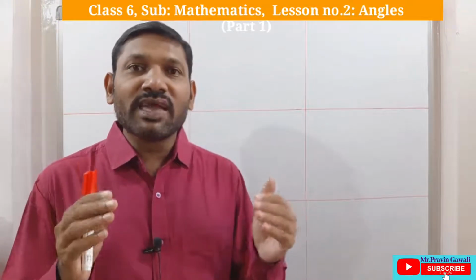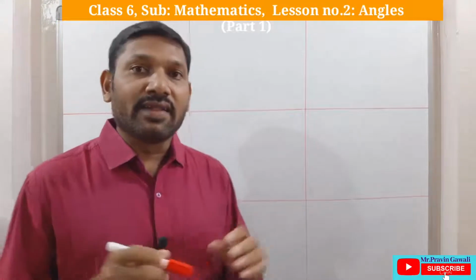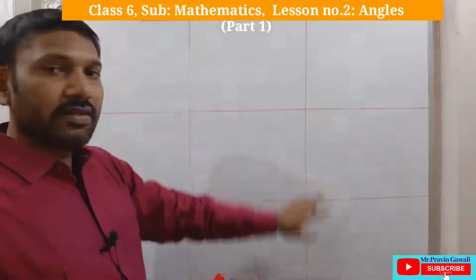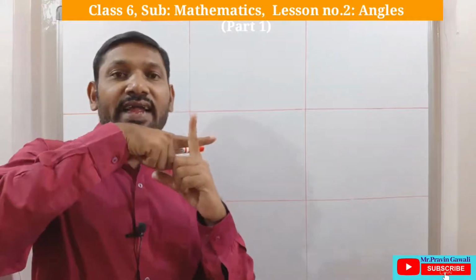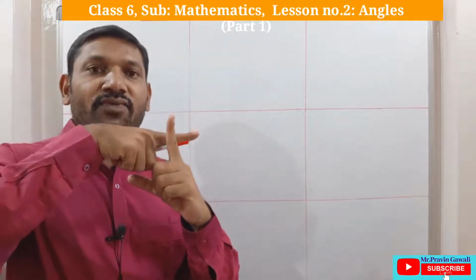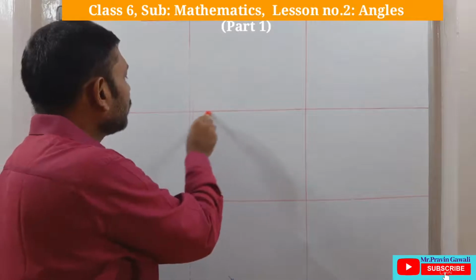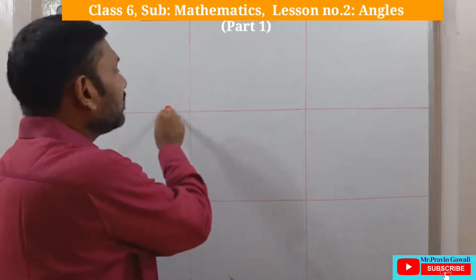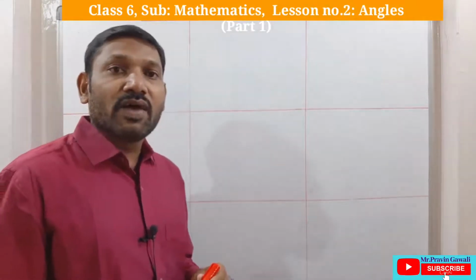So two rays joined together in a point is called an angle. For example, here on the whiteboard you can see a grill. A grill of what? Lines. Lines are intersecting together, and when they intersect they form angles. For example, here you can see an angle, here also, here also, and here also you can see an angle. So everywhere we can see different angles.